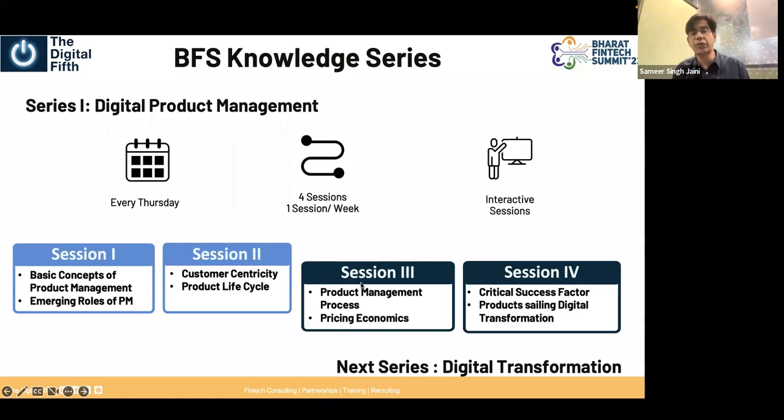Next session, which will happen mostly next week, we'll talk about product management processes and price economics. So how do you price your product? What is the process of product management? From idea to execution, how do you go about doing it? And then we'll get into how, in terms of digital transformation, the product has to change and what are the key success factors.